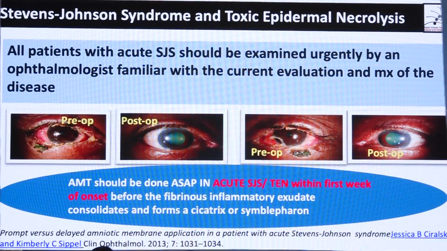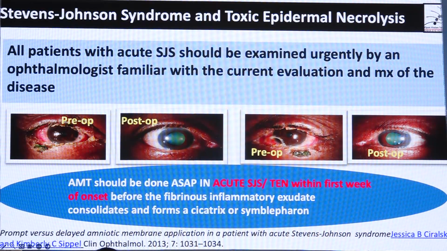This is a patient. This patient was, that means my friend, a doctor of medicine, and his teacher got affected and was admitted to Apollo in 2011. All patients with acute SJS should be examined urgently by an ophthalmologist. Because he knew about these complications, he called me. And what I did at bedside was amniotic membrane transplantation. At that time I didn't put any fibrin glue, I just put this amniotic membrane over the ocular surface and put a symblepharon ring. So all patients should be examined by ophthalmologists.